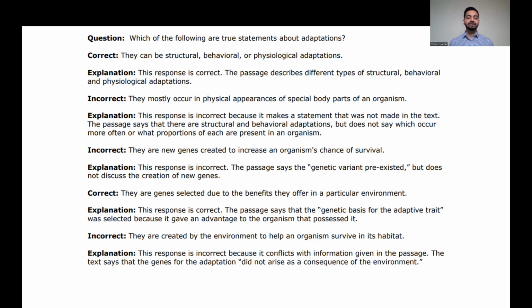This response is incorrect because it conflicts with the information given in the passage. Like I said, contradictory information. The text says that genes for adaptation did not arise as a consequence of the environment. Rather, they pre-existed, right? So, a few points I want to make about multiple choice, single answer, and multiple choice, multiple answer.